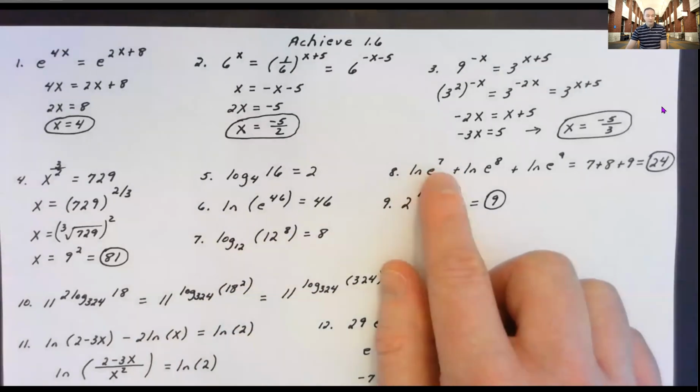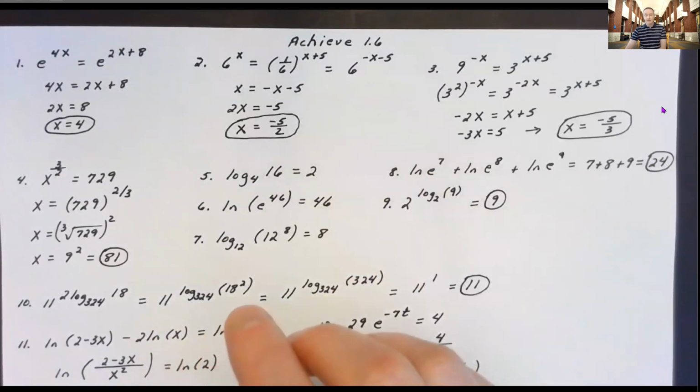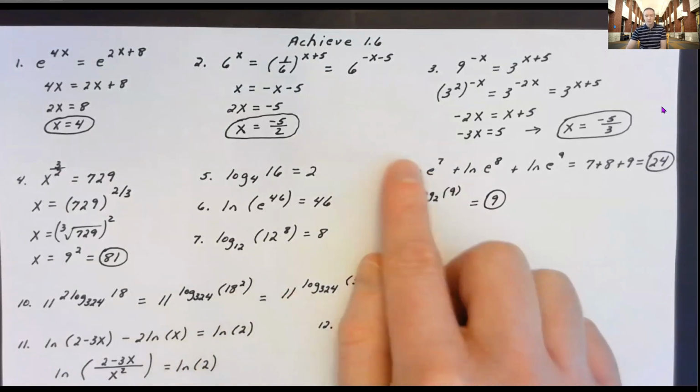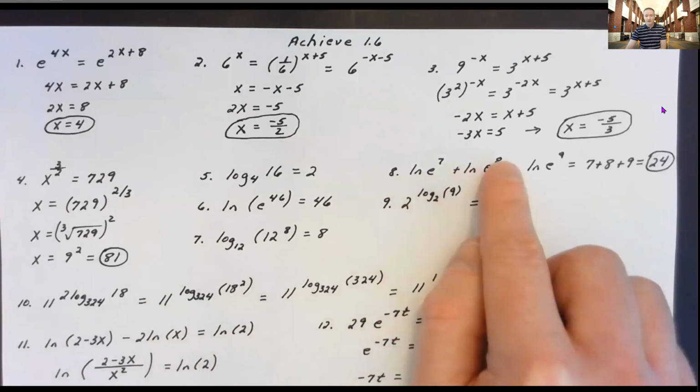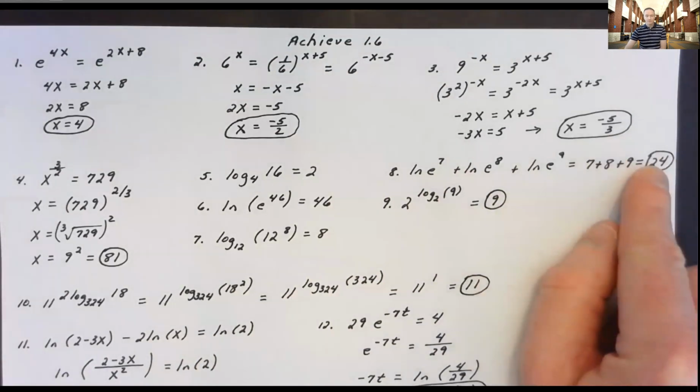So the next question, number 8, is also really easy because natural log and exponential base e eliminate one another. So this whole function is just a 7 plus an 8 plus a 9, and we get 7 plus 8 plus 9. Well, 7 plus 8 is 15, plus 9 is 24.